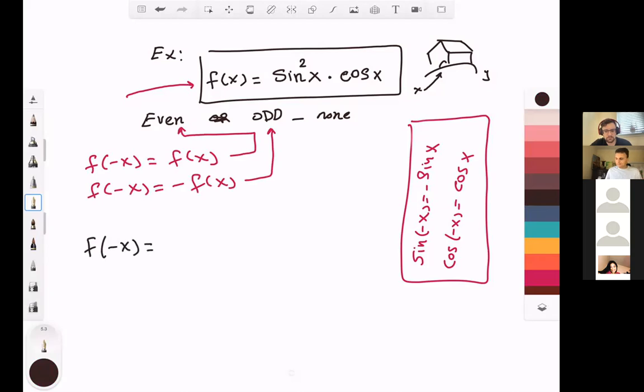So in order to answer this question, we need to find f of negative x. Good. That means instead of each x here, I'm going to substitute negative x. So we're going to have sine squared of negative x times cosine of negative x. So I'm going to make this one negative x, negative x, negative x.